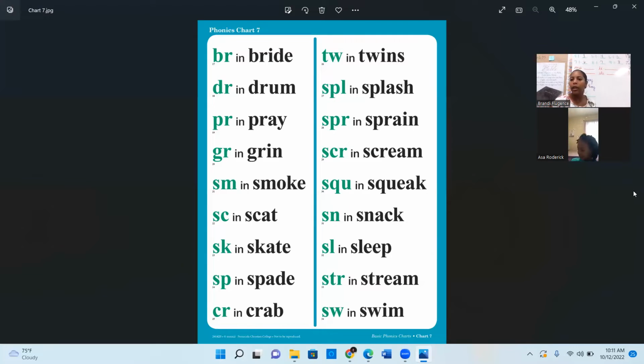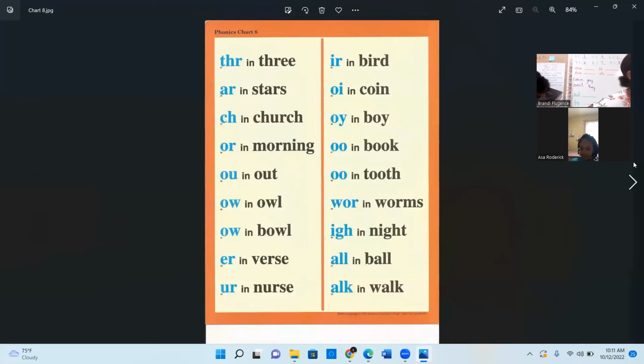Okay, good. Chart 8. Yellow, right there. All right, THR. THR says third in 3. AR says R in stars. CH says in church. OR says or in morning.